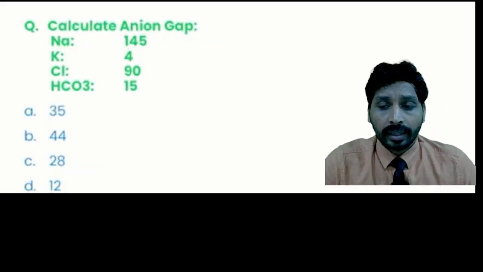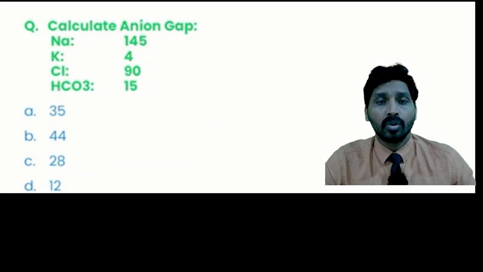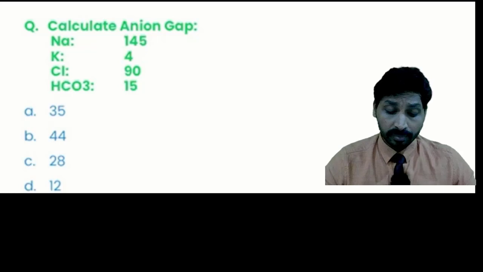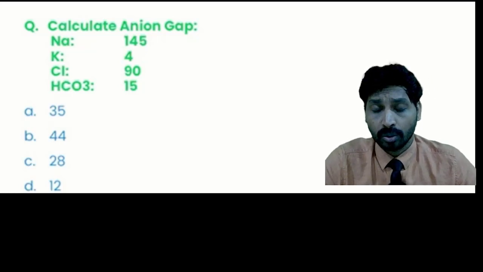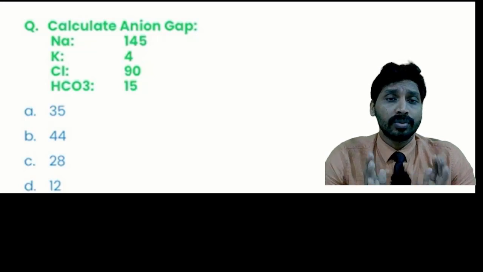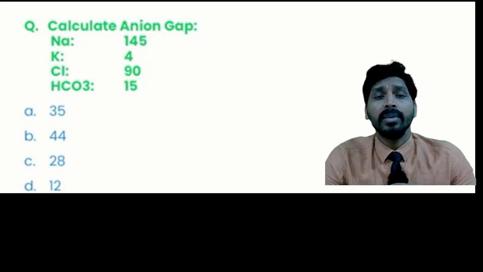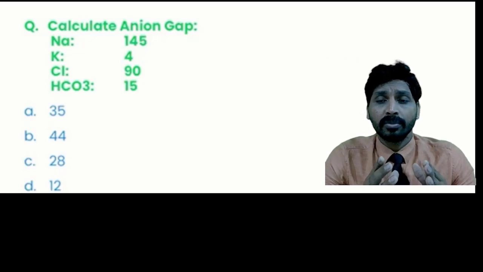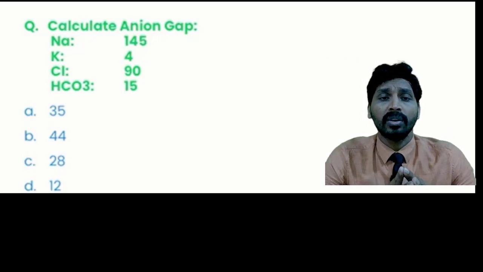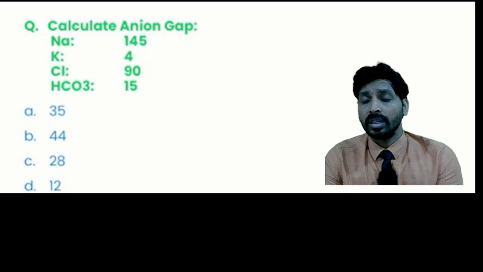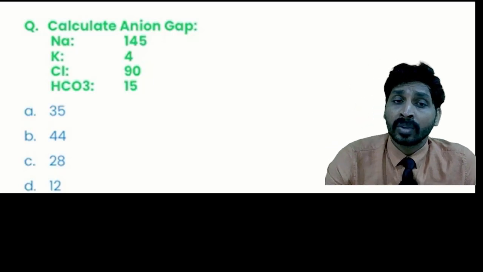Another question: calculate the anion gap. Anion gap is the total number of cations minus the total number of anions. Here sodium and potassium are cations, having positive charge: sodium 145 milliequivalents per liter and potassium 4 milliequivalents per liter. Chloride and bicarbonate are negative in charge: chloride 90 and bicarbonate 15.